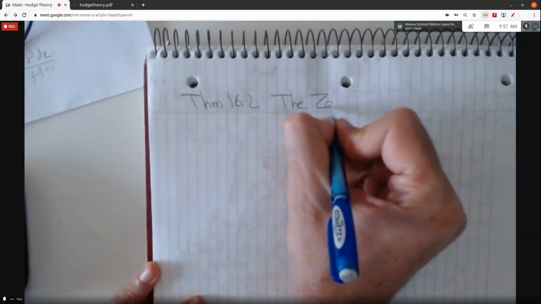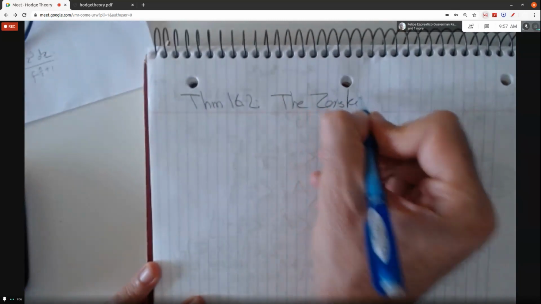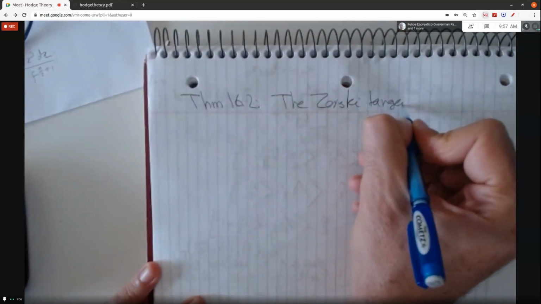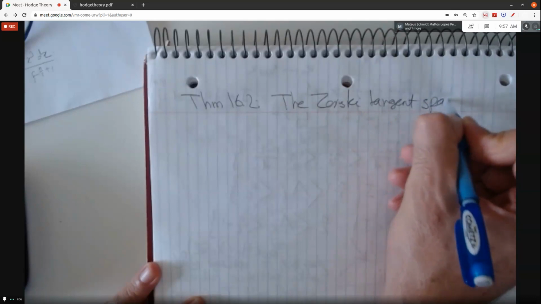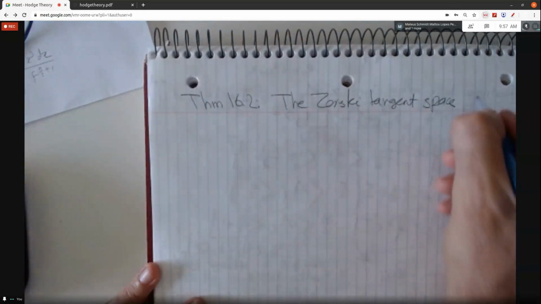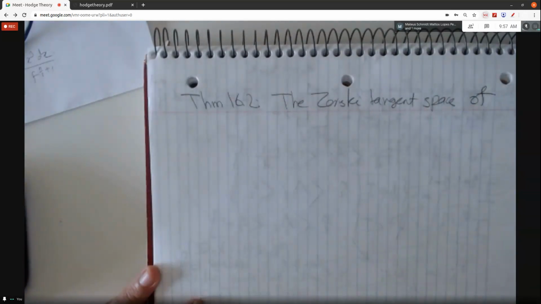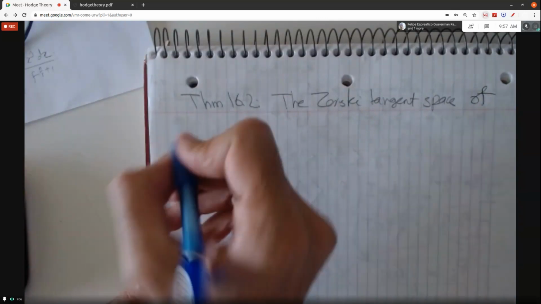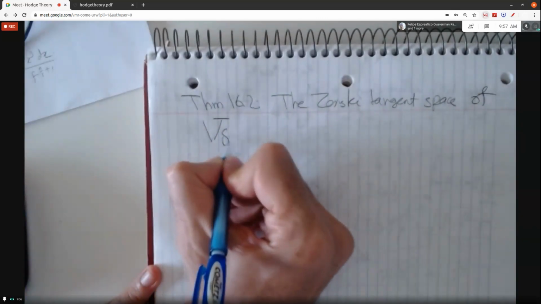The Zariski tangent space of the Hodge locus V_{δ,0}.